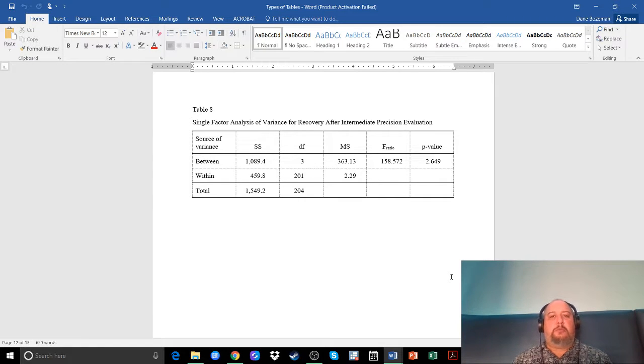Now, just as a quick reminder, in this table, all I have to do is take this value, sum of squares for between, divide by the degrees of freedom, and that gives me the mean square value here. I can do the same thing with within, divide by degrees of freedom here, and that gives me this value. The F ratio is then found by taking mean squares between divided by mean squares within. That gives me this number. I can then look at a table to find the p-value for the degrees of freedom. That's how we read an ANOVA table.